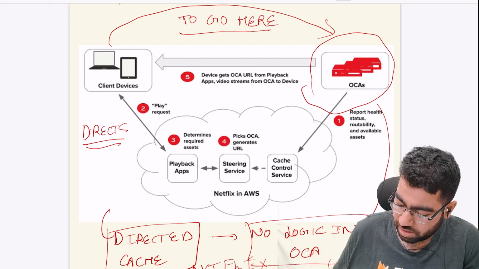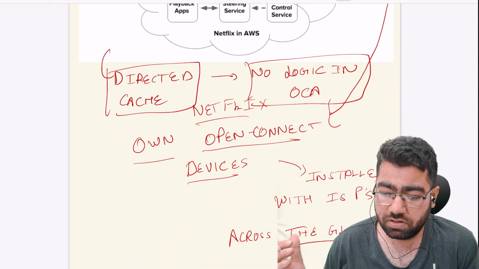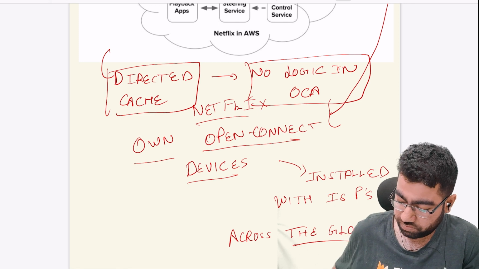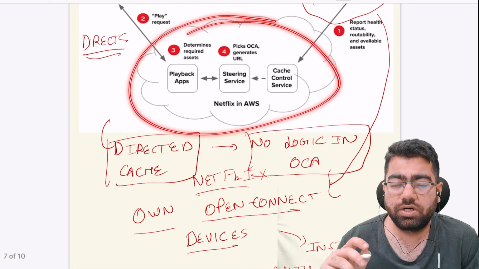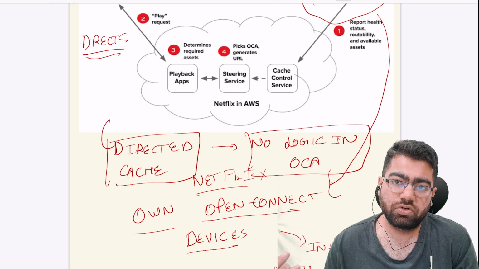So these types of CDNs are called directed CDNs or push based CDNs, in which the responsibility is of the backend server to determine which CDN location to actually make a call to, and to store the actual movie.